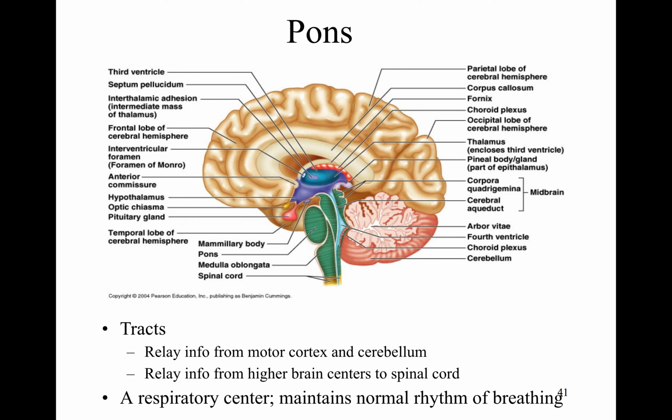Additionally, the pons has a bunch of nuclei that function in respiration. So we say that the pons contains a respiratory center that's going to function with the medulla oblongata to maintain our normal rhythm of breathing. So the pons also contains nuclei that function as a respiratory center, working with the medulla oblongata to maintain our normal rhythm of breathing.